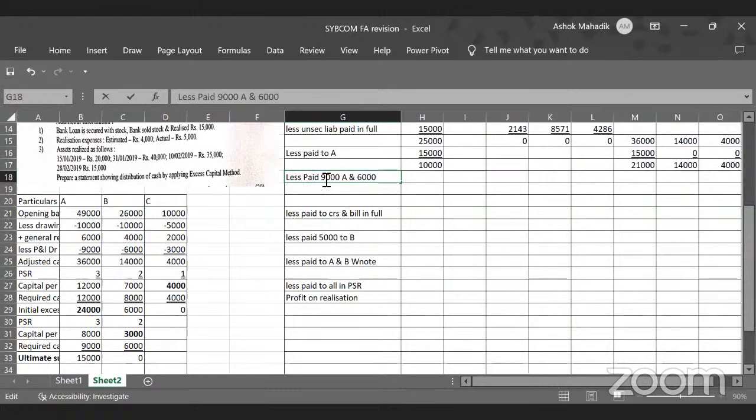Okay, so paid A and B in proportion 9:6. So 9 plus 6 is 15, meaning 9/15 and 6/15, in this proportion we have to pay this 10,000 to both of them. So I reduce 10,000 from cash, cash becomes 0, and this 10,000 goes on the payment line to A and B. So 10,000 into 9/15 goes to A, how much? 6,000. The remaining 4,000 goes to B. Understood?